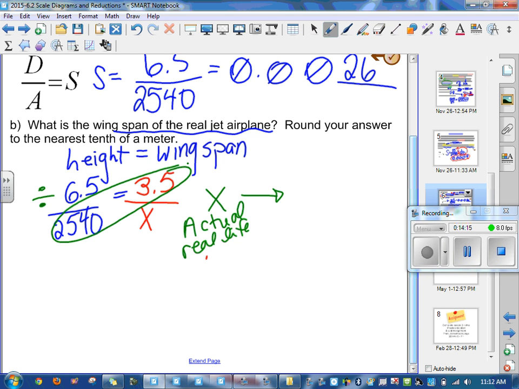What'd you get for your multiplying? 1,067. Good. Okay, so 1,367 and 69. So now we need to convert that. Remember, that's centimeters. And we want the real life jet airplane. And real life jet airplane was in meters. So now I have to change that to meters. So how do I do that?